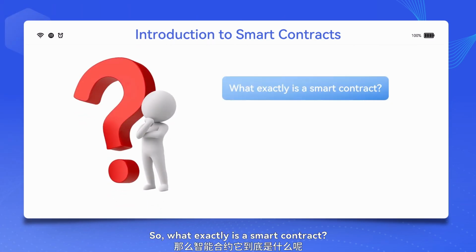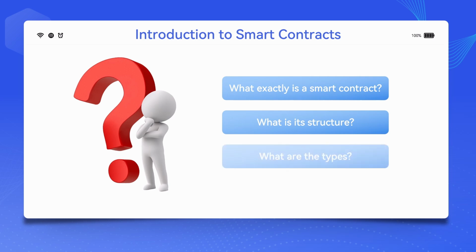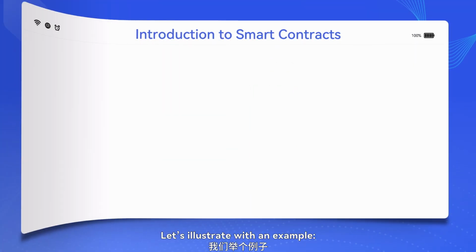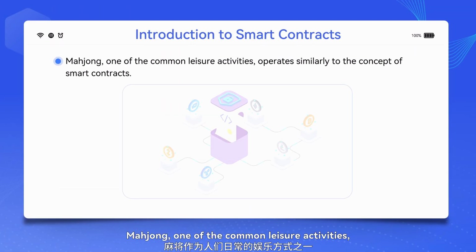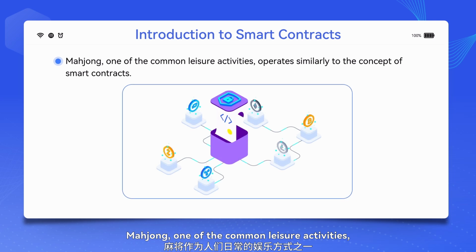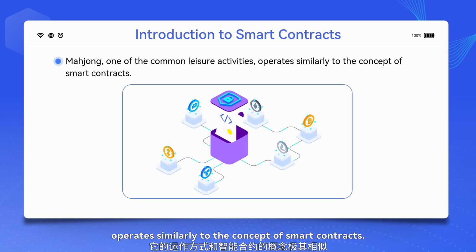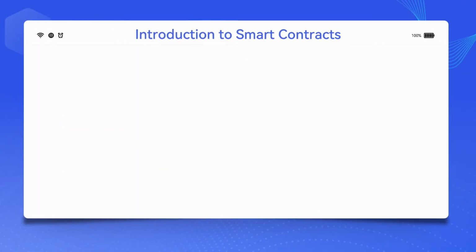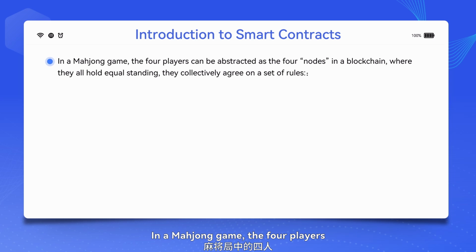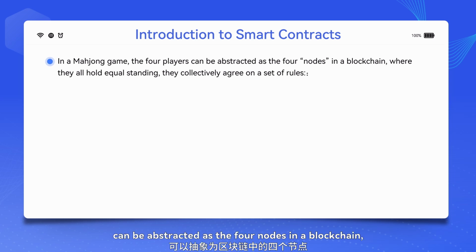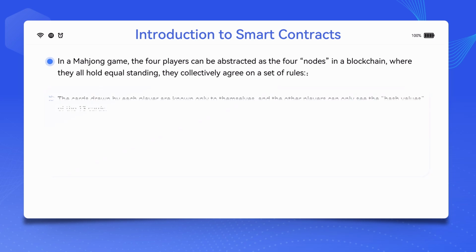So what exactly is a smart contract? Let's illustrate with an example. Mahjong, one of the common leisure activities, operates similarly to the concept of smart contracts. In a Mahjong game, the four players can be abstracted as the four nodes in a blockchain, where they all hold equal standing. They collectively agree on a set of rules.